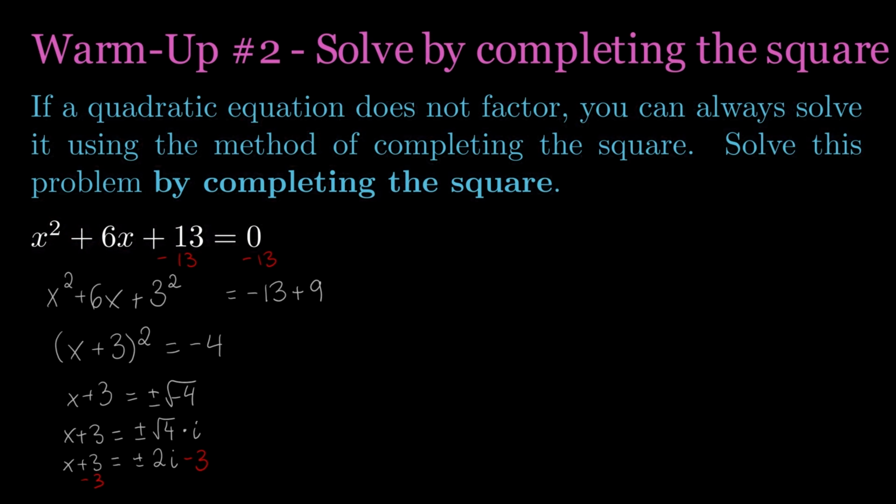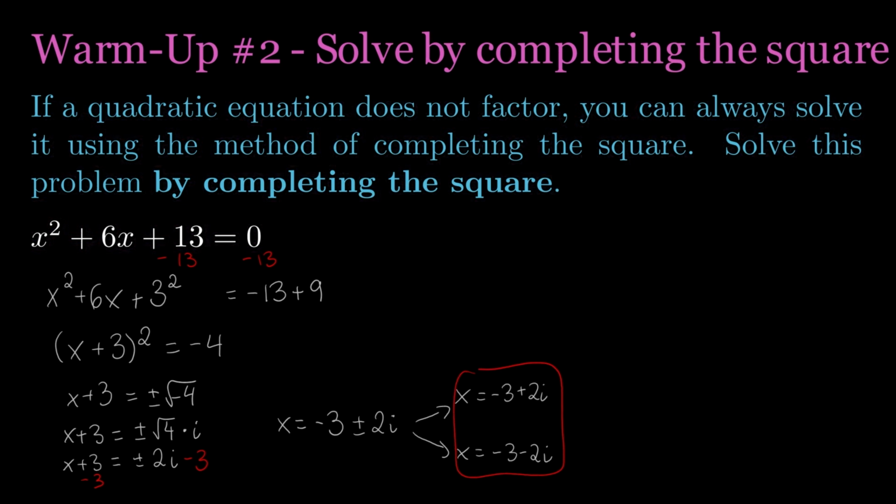And to have the solutions in standard complex number form, a plus or minus bi, we're going to have x equals negative 3 plus or minus 2i. Those are two solutions, of course. We have to remember that one of them is negative 3 plus 2i, and the other one is negative 3 minus 2i. And we can always say "or" between them.